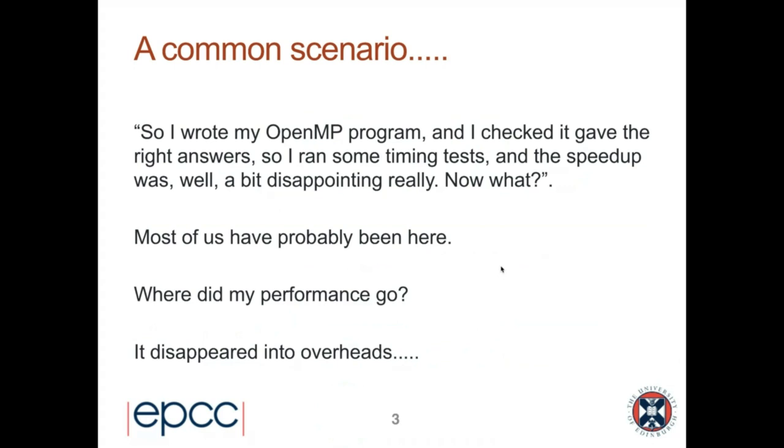I guess this is a little bit of a joke, but this is maybe a common scenario, probably experienced quite a lot by people who are starting out with OpenMP. You write your first OpenMP program, and you're happy with it. It gives you the right answers, and then you run some timing tests, and you see that the speedup was, frankly, a bit disappointing. Now what do you do? Most of us have probably been there, or are about to get to this point. The question is, where did your performance go? The way I like to think about it is that it disappeared into overheads of some sort.